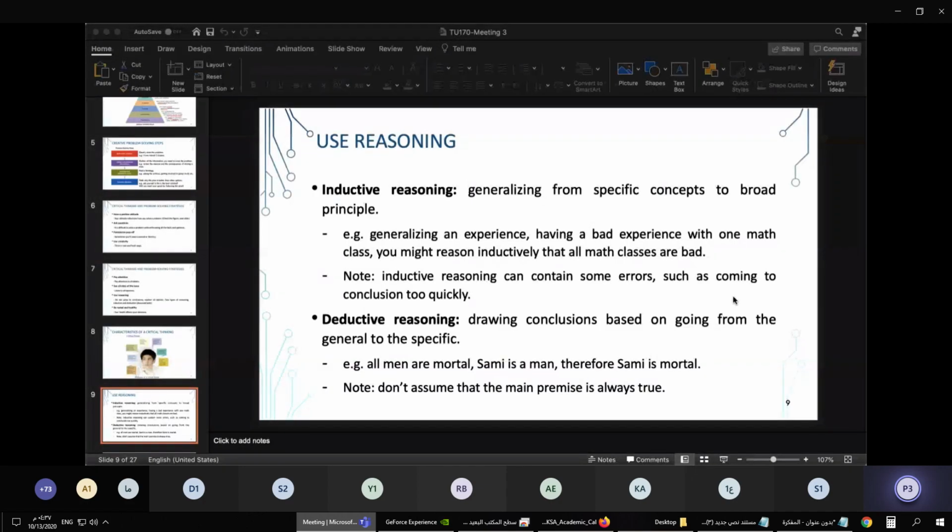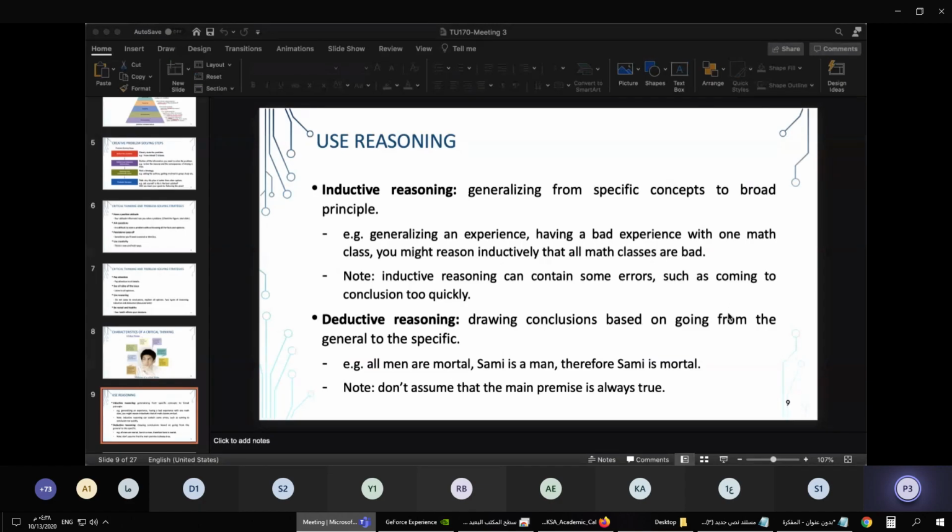For example, in our previous remote control example, you installed one application, and it didn't work for you because of the brand, for example, or any other reason. So you generalize the reason and reach an inductive conclusion that all remote control applications for controlling a TV are bad or not working. This is inductive reasoning, and it's not good for reaching a critical or the best solution. Also note that inductive reasoning can contain errors, such as coming to a conclusion too quickly.